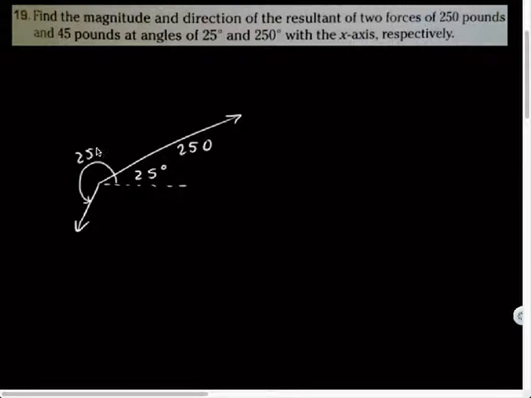So here's a 250 degrees, and this is a 45-pound force. So here's my basic sketch. Now I want to figure out the resultant force for this situation. I'm going to redraw this as a tip-to-tail sort of situation. All right, so here's my 250 at 25, and then tip-to-tail, it's going to be like this, something like this for my 45-pound force, right?